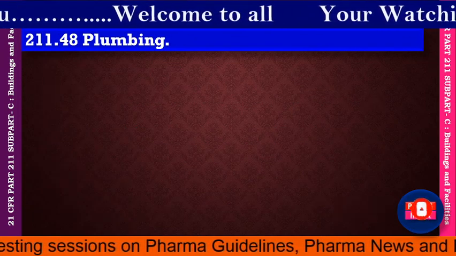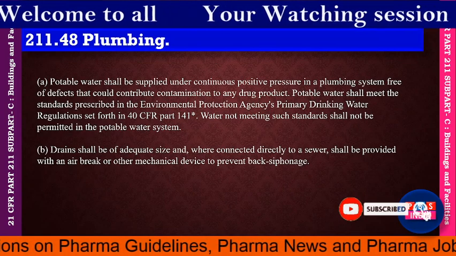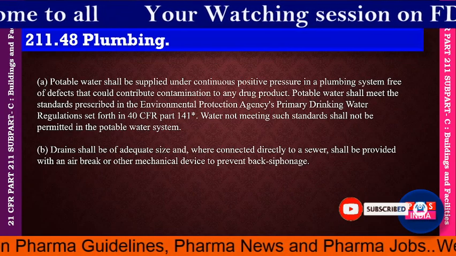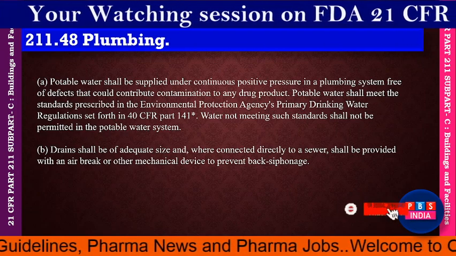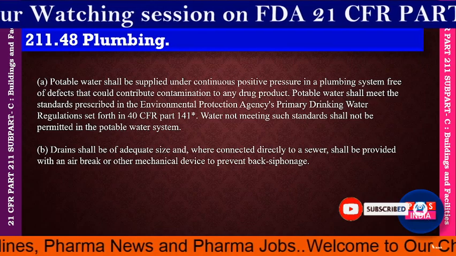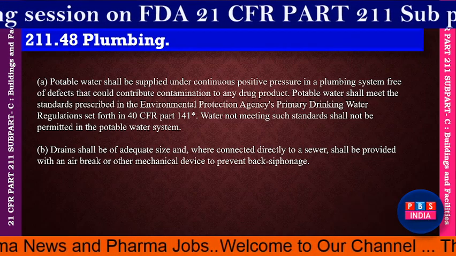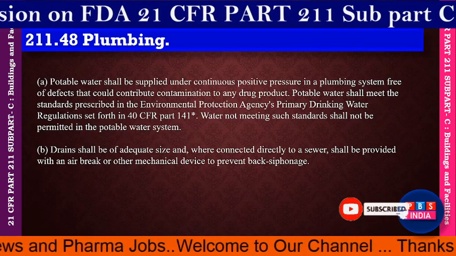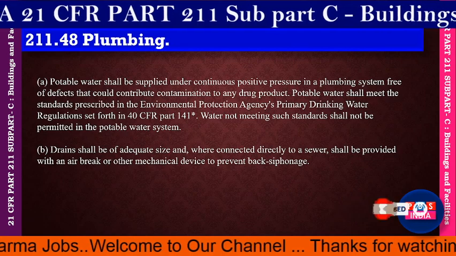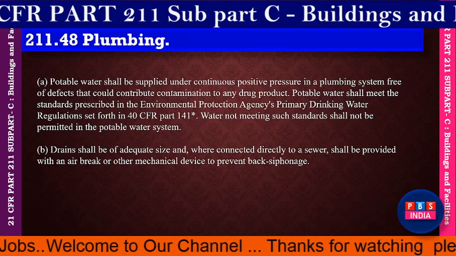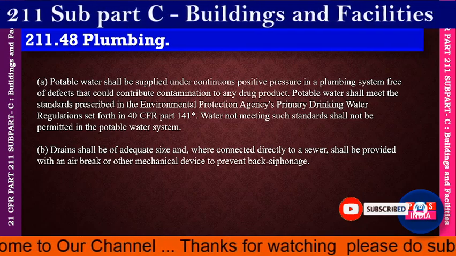And 21 CFR 211.48, Plumbing. Potable water shall be supplied under continuous positive pressure in a plumbing system, free of defects that could contribute contamination to any drug product. Potable water shall meet the standard prescribed in the Environmental Protection Agency's primary drinking water regulations set forth in 40 CFR Part 141. Water not meeting such standards shall not be permitted in the potable water system.